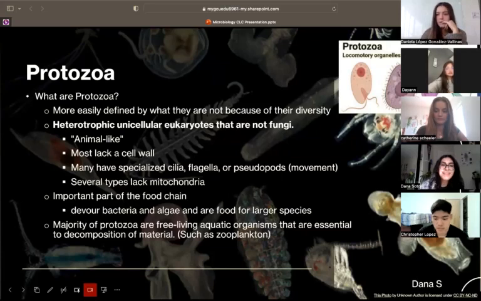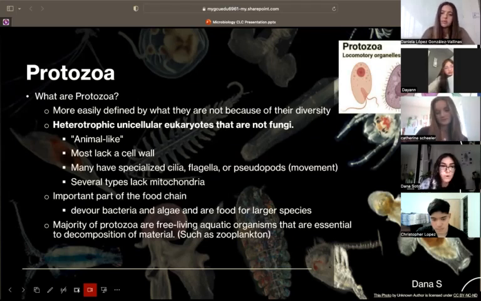Okay, and then I had protozoa. So what are protozoa? They're more easily defined by what they're not because of their diversity. A good way to define them is heterotrophic unicellular eukaryotes that are not fungi. They're called animal-like, and most lack a cell wall.